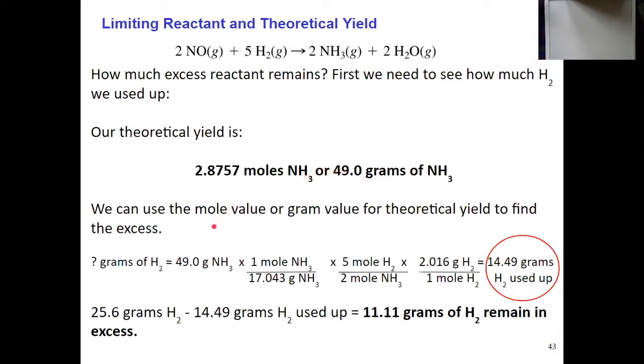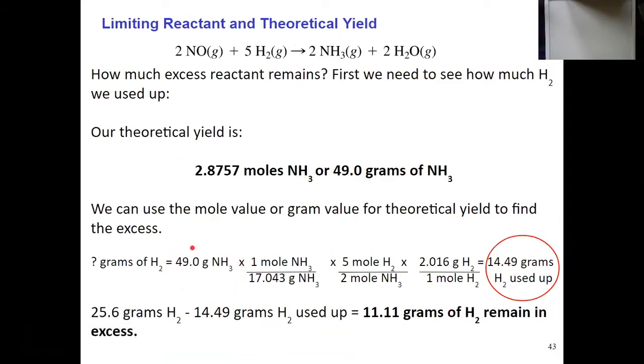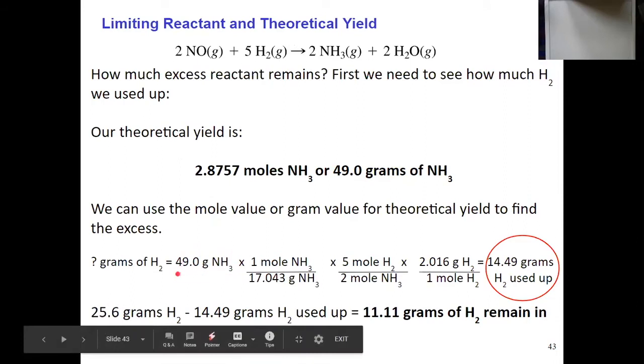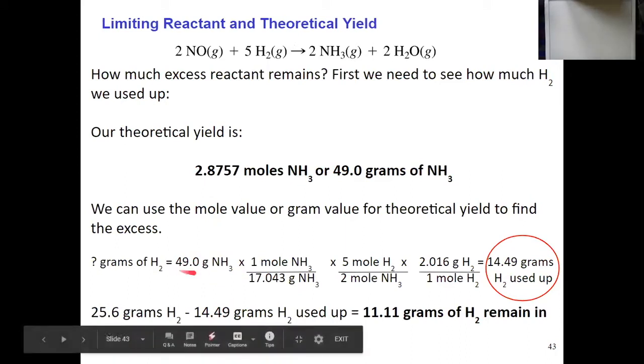Okay, so the first value that you write down over here is your theoretical yield value. I chose my gram value here, but if you had written down 2.8757 moles of NH3 here instead, that would be fine. You could skip this first calculation. But I started with 49 grams of ammonia.